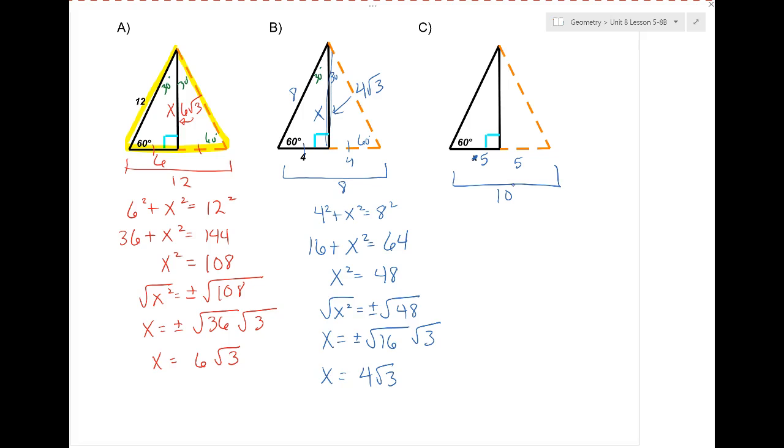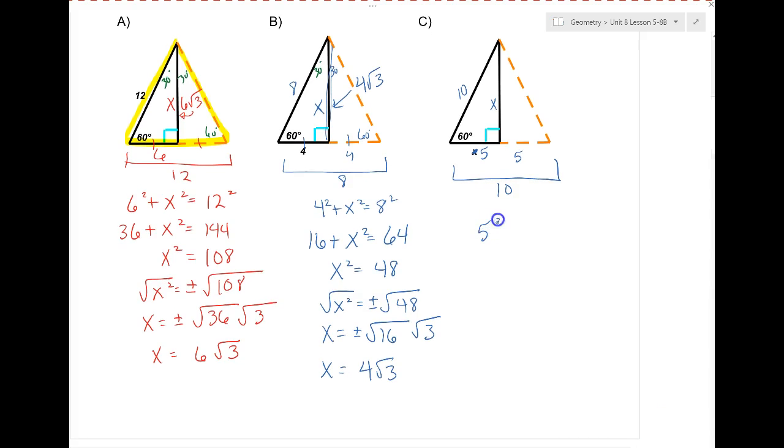All right, so we have 5 and 5 here. So what do we get? 10? All right. Can we do the same thing and solve for the missing side? What do you guys think? Yeah, no? All right, so what do we get here? 5 squared plus x squared equals 10 squared. So 25 plus x squared equals what, guys? 100? So what's x squared going to be?